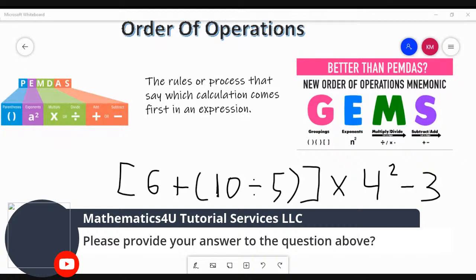What I have on the screen in front of you is my order of operation challenge. So, can you tell me what the answer is to the operation above? Put on all your thinking caps and let me know what you get.